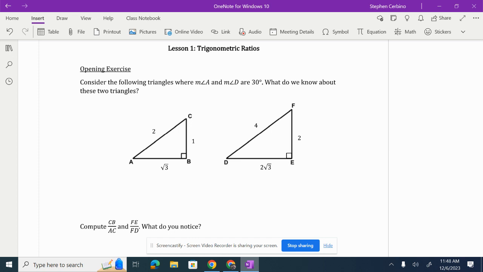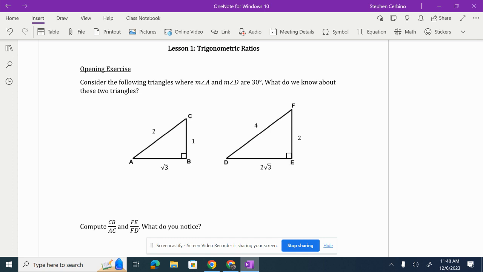Good morning, everybody. So we are going to start the new unit today. In this new unit, we're going to be talking about trigonometry, and we're going to spend some time here in lesson one reviewing some things that you should remember from geometry. So first things first, the opening exercise.